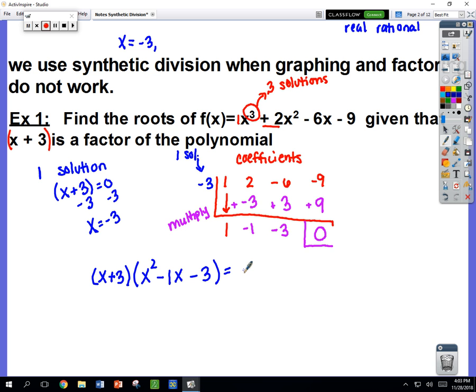So then it's equal to 0, as it should be. This needs to be a 0. And I already set that equal to 0 to get negative 3. Now I need to set this one equal to 0.